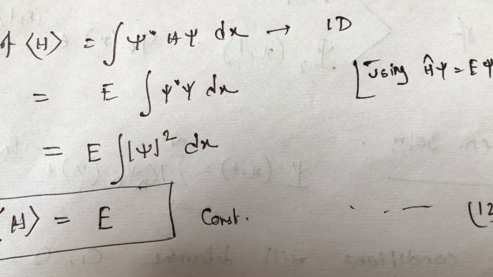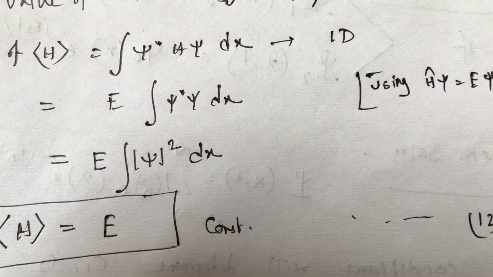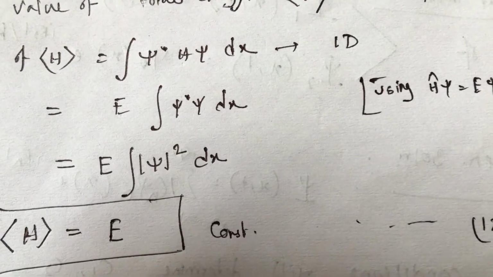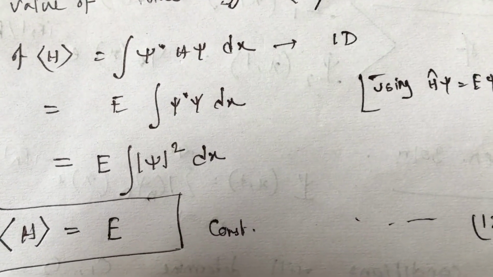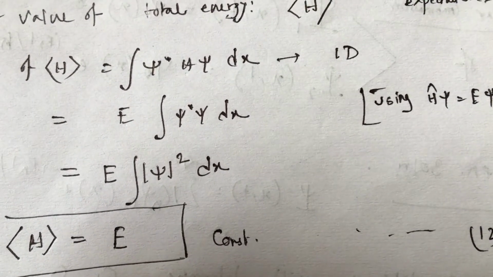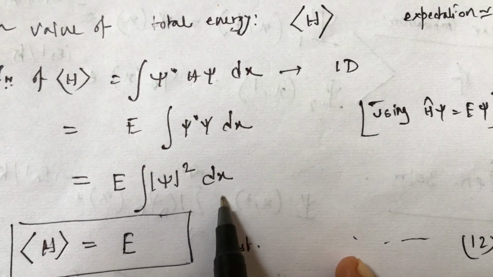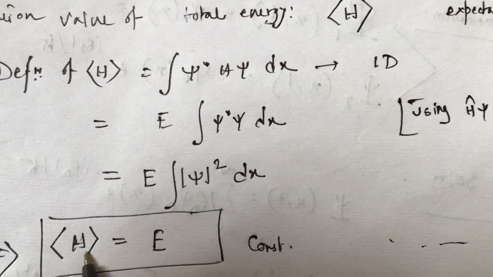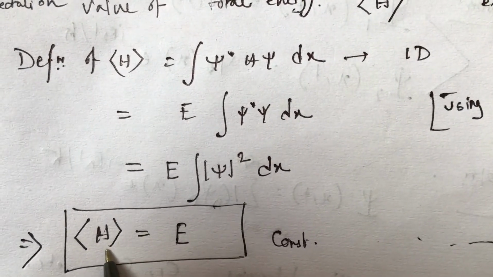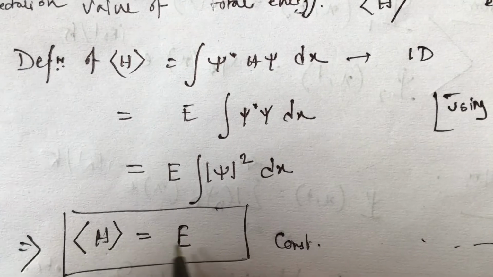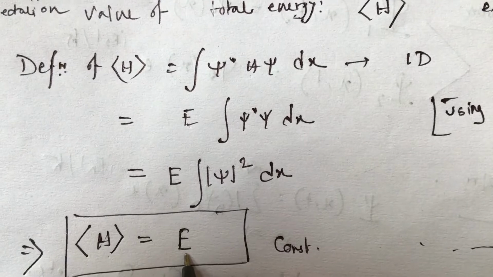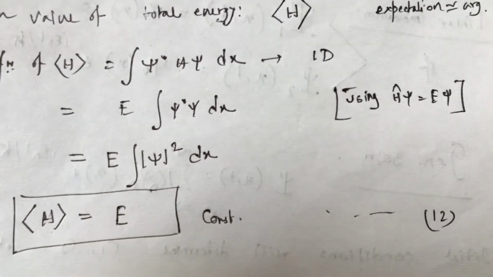That is, somewhere in the space I should find the particle. The chance of getting the particle, if I look through the entire space, must be equal to 1, which gives me the value of the whole integration as 1, and I am left with E only. So the expectation value, the average value of the Hamiltonian, the total energy, comes out to be E, which is constant in time, which means I can easily say that the states are stationary states.